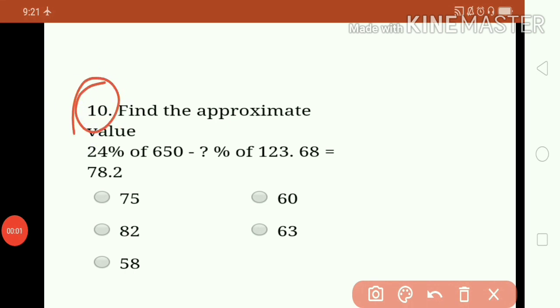Come to question number 10. Find the approximate value. I told you for the approximate value we have to do the round off at first.